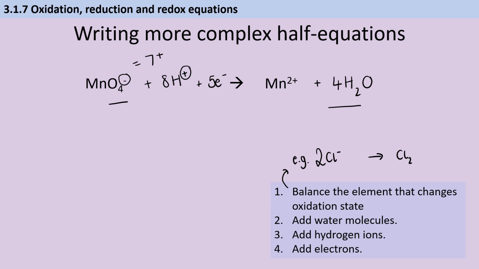You may also have been taught to do this by looking at the oxidation states, so we could say that on the left here we've got +7 and on the right we've got +2, so that will need to be balanced out by those 5 electrons.